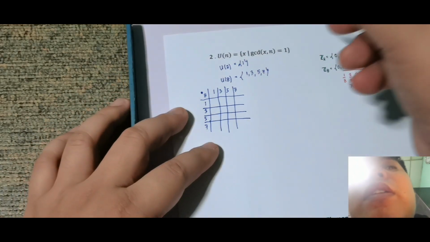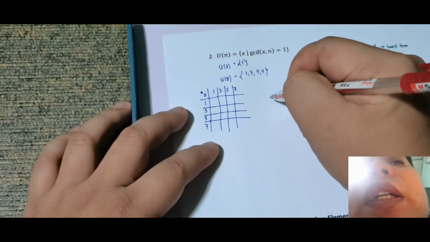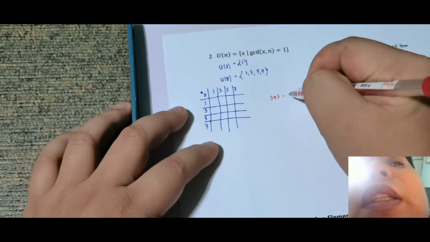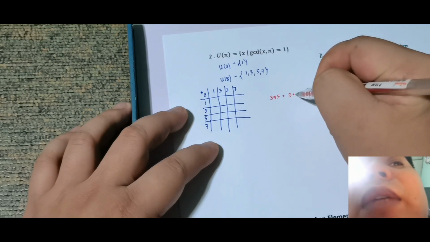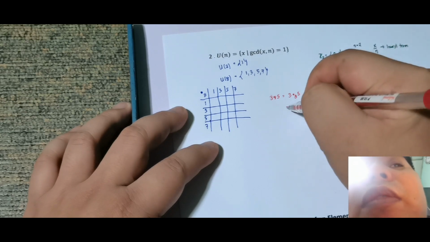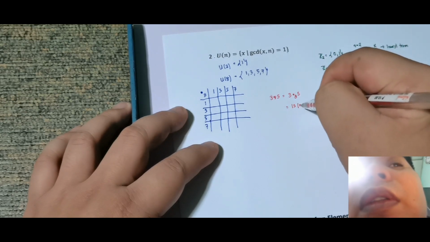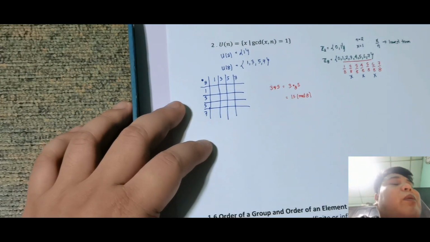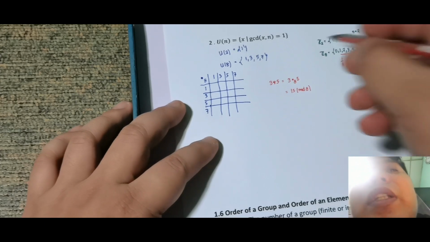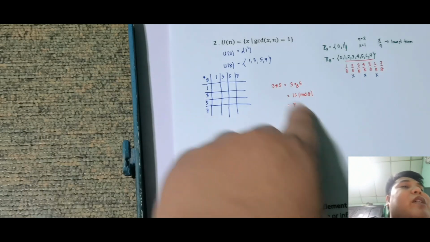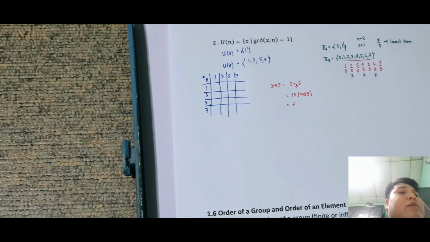For example, dito, kuha ko ng 3 asterisk 5. So 3 asterisk 5 is 3 times 5, modulo 8 tayo dito, which is equal sa 15 mod 8. Note na 15 divided by 8 is 1, may remainder 7. So meaning, this is equal sa 7. Then check, pasok ba siya sa loob? Yes, nasa loob ng element. Make sure din na pagka-asterisk mo, pasok sa loob ng element.